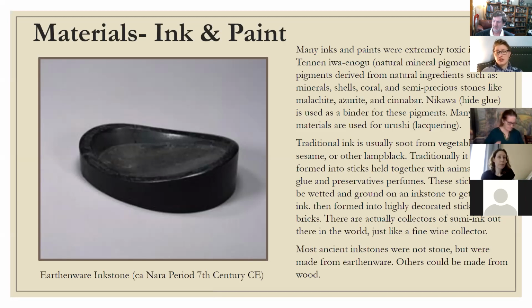Traditional ink is usually made of soot from vegetables, pine, sesame, or other lampblack. Traditionally, it was formed into sticks, held together with animal-based glue and preservatives and perfumes. These sticks would be wetted and ground on an inkstone to get usable ink, then formed into highly decorated sticks or bricks.